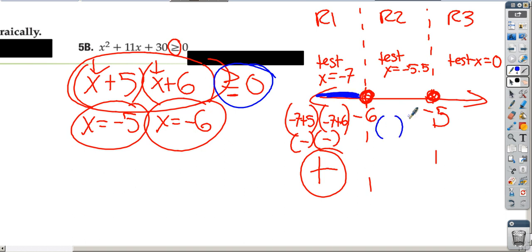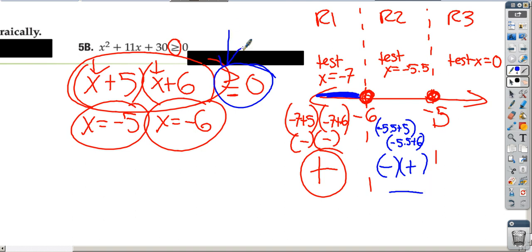Okay, negative 5.5, if we test that, negative 5.5 plus 5. Sorry, that is not really showing up very well. Let me just erase that. So negative 5.5 plus 5, now we're plugging in that for x, times negative 5.5 plus 6. Negative 5.5 plus 5, that's a negative number, but negative 5.5 plus 6 is a positive number, and a negative times a positive is negative. We don't want it to be negative, though. We want it to be positive. We want it to be greater than 0, so we're not going to shade that region in.